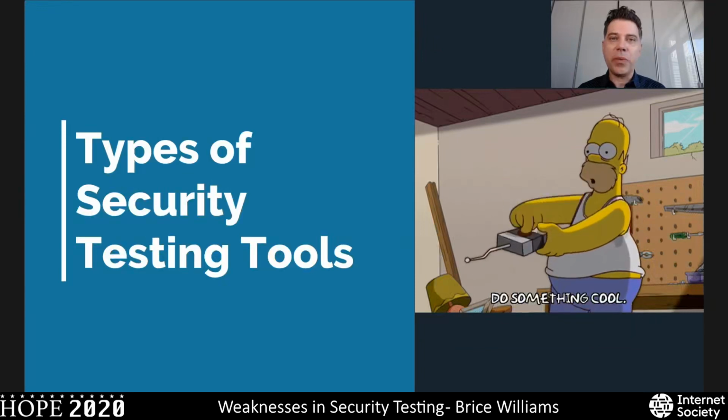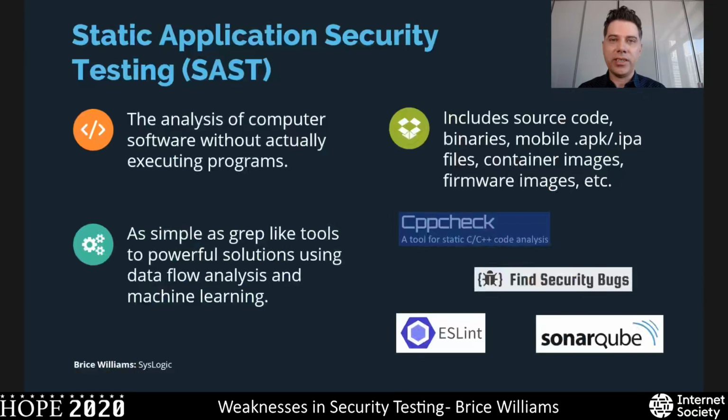In this next section, I want to talk about different types of security testing tools. First, we have Static Application Security Testing, or SAST. This is the analysis of computer software without actually executing programs. It includes source code, binaries, mobile APK and IPA files, container images, firmware images, etc. So it's not just source code analysis, although we often think of SAST as being source code analysis. It could be more than that.